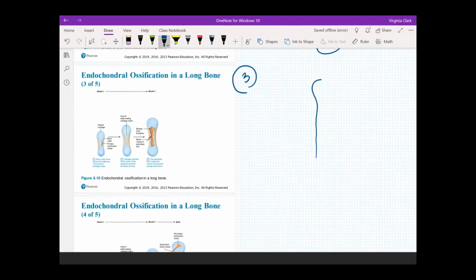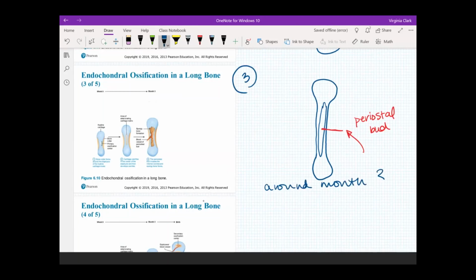So then in step 3, here's our diaphysis, our epiphysis. We've got the inside that is starting to become a little bit more of a cavity. And what's happening here is something called a periosteal bud. So a periosteal bud is going to be made up of blood supply. It's going to have artery, vein, nerve tissue, and it's going to essentially be the incoming blood supply that will then go into and essentially invade the internal cavity. This will occur around month 3 is where you will have this process.